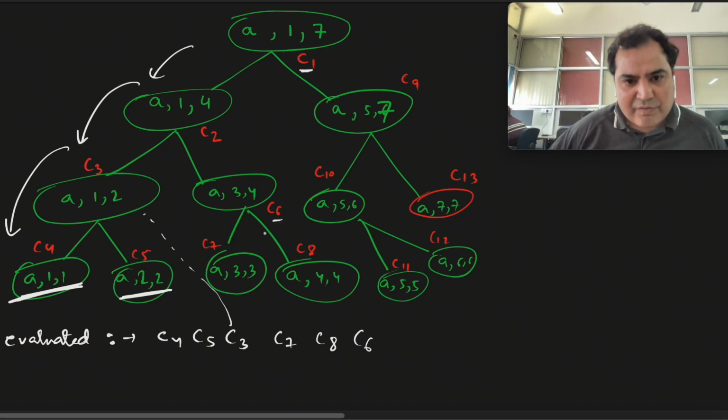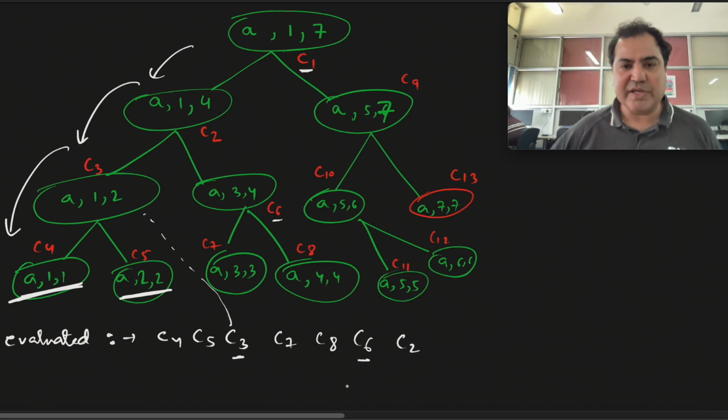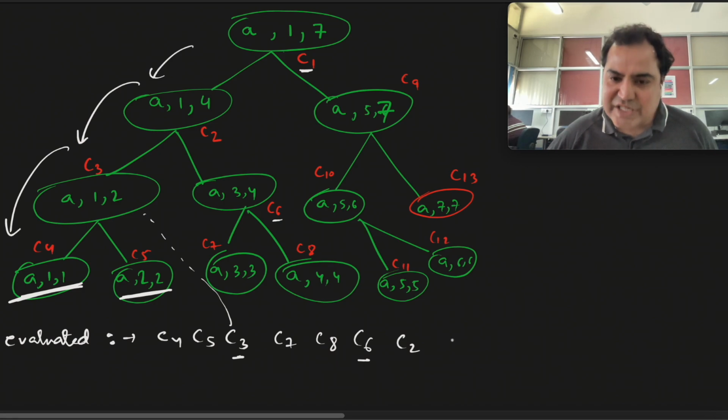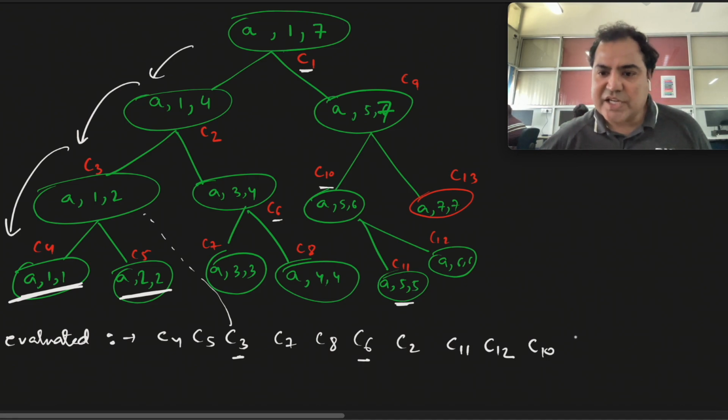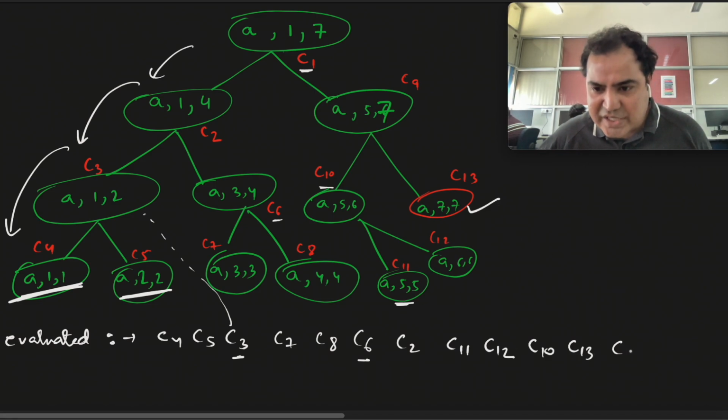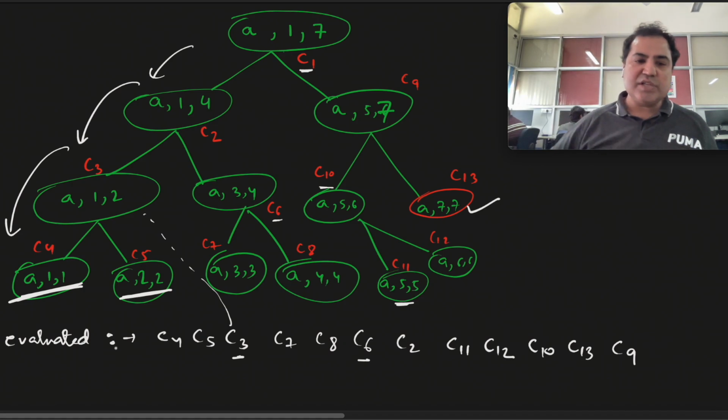After that, when C3 and C6 are available, C2 will get evaluated. Similarly on the right side, C9 is dependent on C10, and C10 is dependent on C11. C11 will get evaluated, then C12, and after that C10 will get evaluated. C13 does not need any further processing. So once C13 and C10 are evaluated, then C9 is evaluated. This is how this tree is being evaluated.